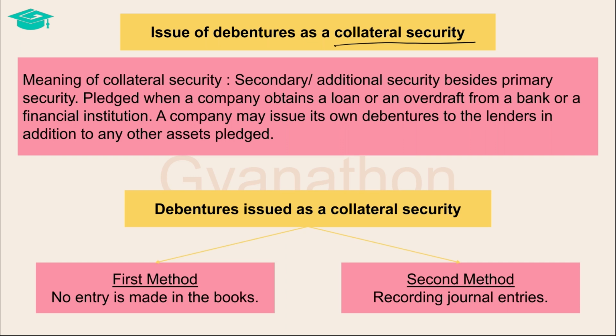Now, in this situation, there are two alternative methods in which a company can account for the issue of debentures as a collateral security. The first method is where no entry is made in the books of the company, but the fact of the debentures being issued as a collateral security against a certain liability is disclosed by way of a note to the balance sheet. However, if the company wishes to record such issue of debentures as a collateral security, then it can record the same by passing journal entries.